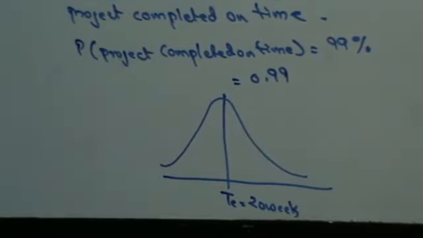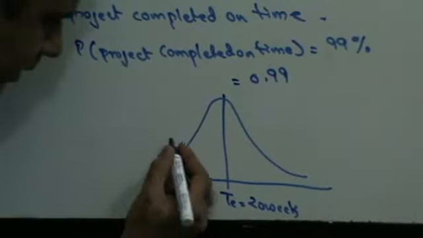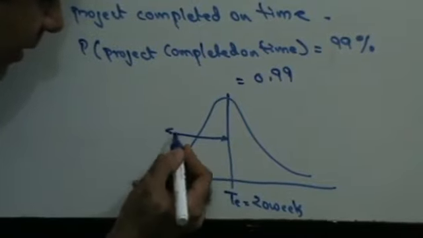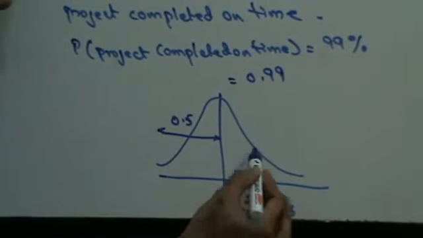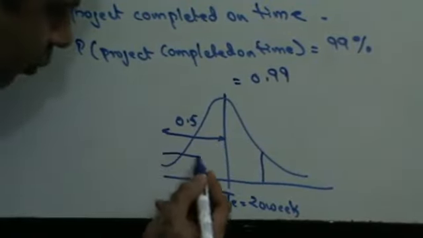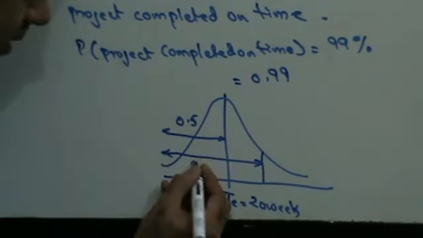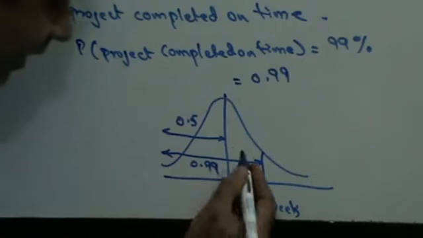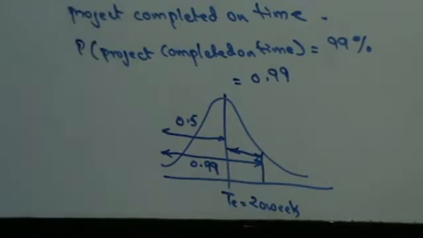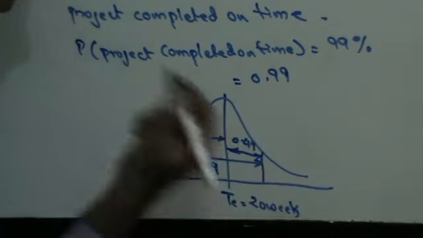Now, out of 0.99, we know that each half of the bell curve is 0.5, right? So this area is 0.5. The total area that I want under the bell curve, let's assume my normal distribution is here, is 0.99. Therefore, what will be the area of the bell curve ahead of the mean line? It is going to be 0.49.